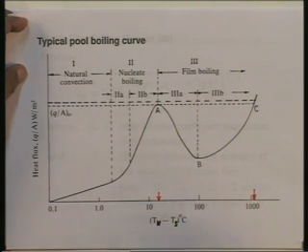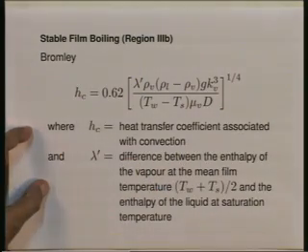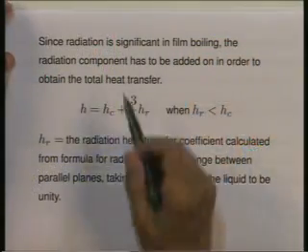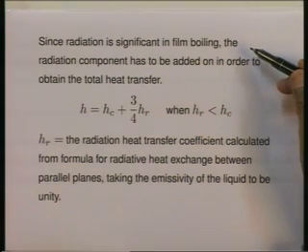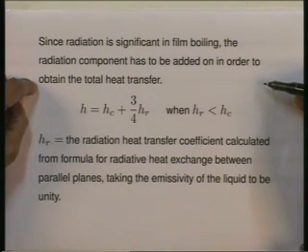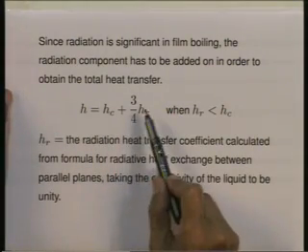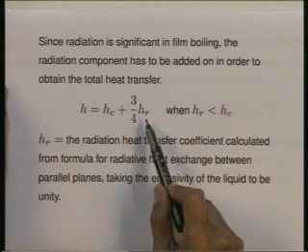Now, when you are in this region and you have a vapor film, obviously, radiation across the vapor film is also going to be an important factor, and we have to therefore take that into consideration. So, what Bromley did was, doing a Nusselt type of analysis, he derived what he called a convective heat transfer coefficient. Then he went on to say radiation is also important, and since radiation is significant in film boiling because of the high values of T w minus T s, the radiation component has to be added on in order to obtain the total heat transfer. He showed that the total heat transfer coefficient is the convective heat transfer coefficient H c plus 3/4 times the radiative heat transfer coefficient.